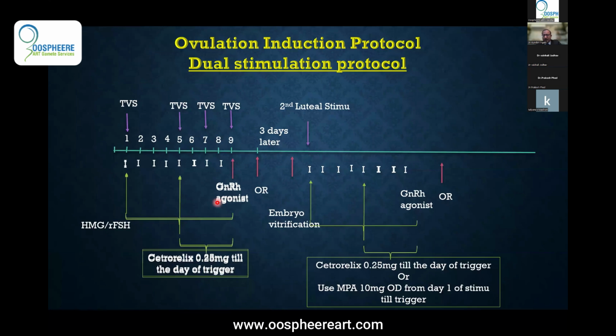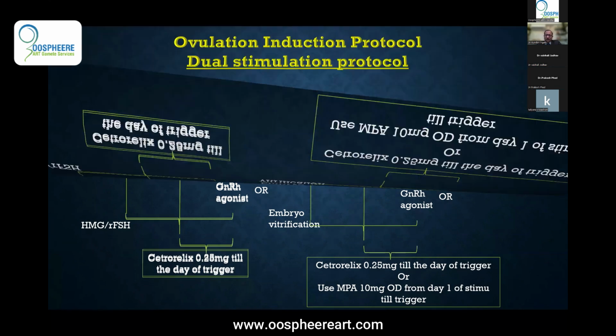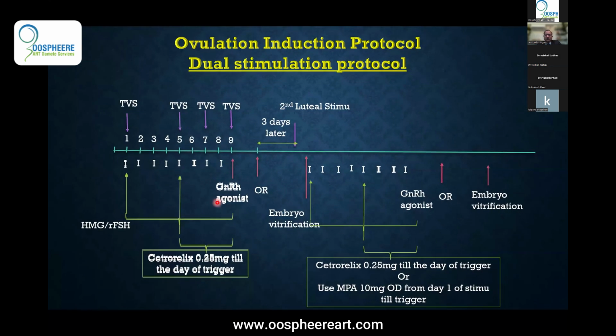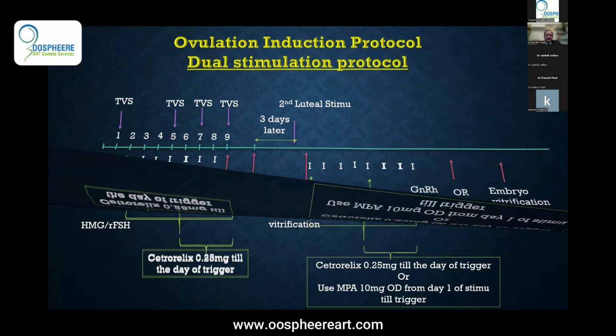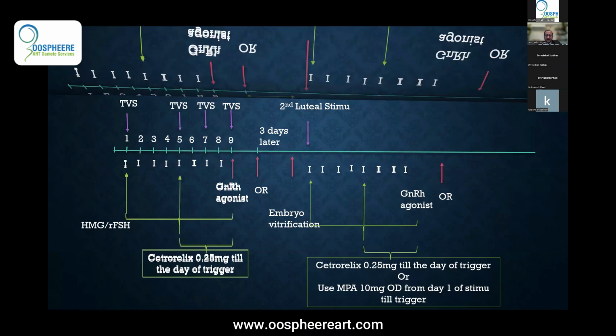Again, you don't need to use an agonist only as a trigger. Depending on the response, you can use a dual trigger also, hCG as well as GnRH agonist. So both options are absolutely okay. Now this is the dual stimulation protocol.